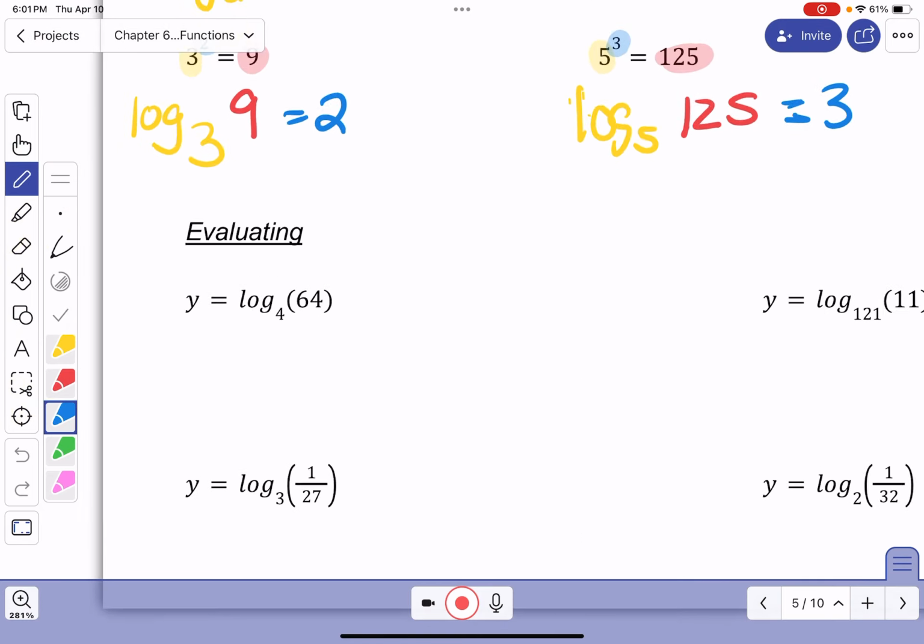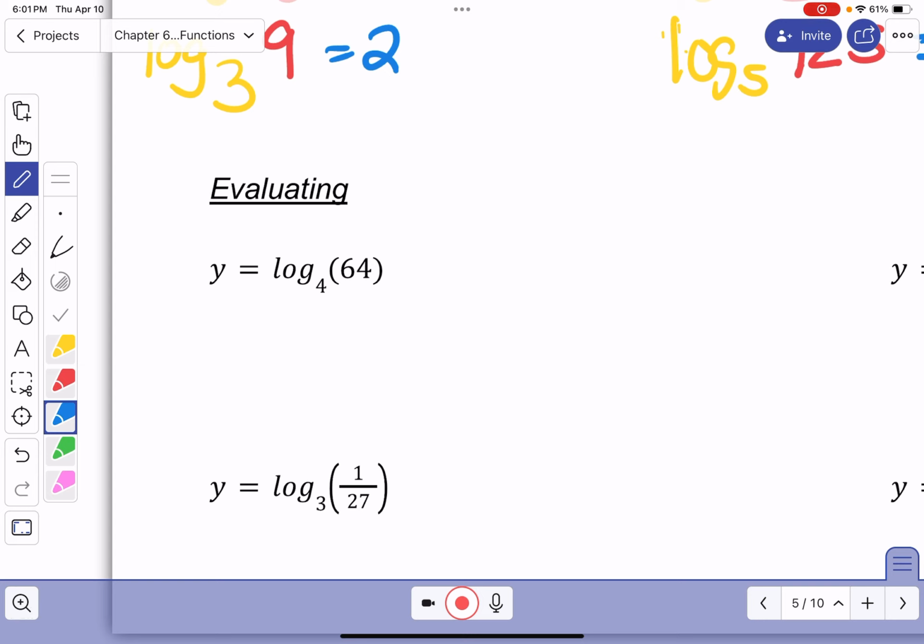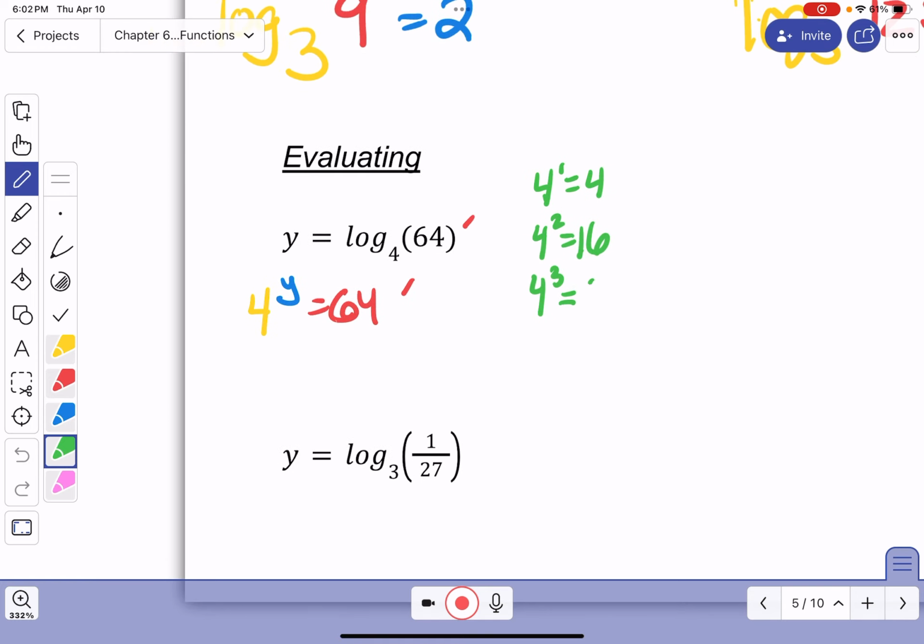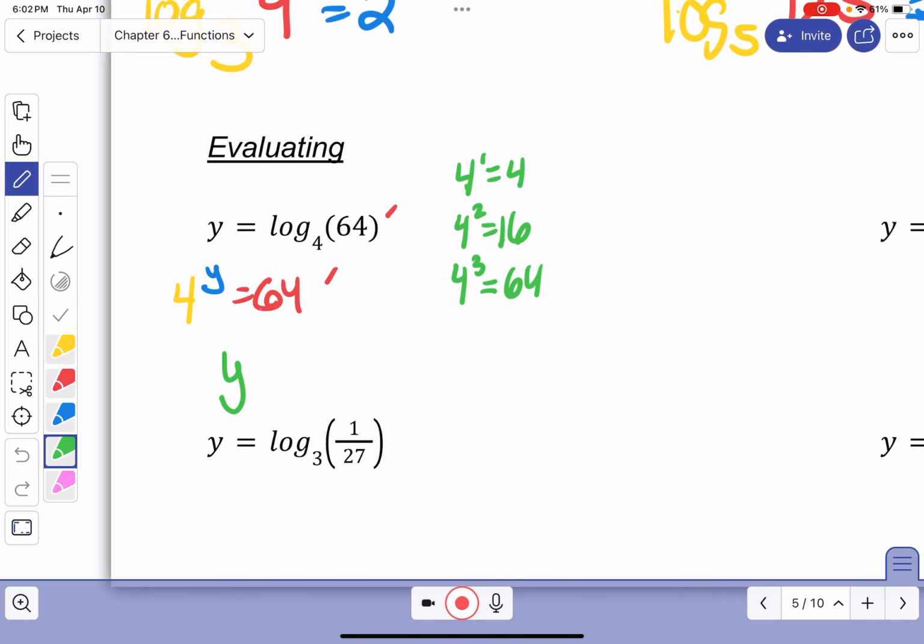All right, now let's look at solving some. So right now, all you know is that a log is a thing. You don't know what to do with it. So let's rewrite this one. 4 to the y equals 64. So this is our logarithmic form. This is our exponential form. And now we're going to try to figure out, well, 4 to what power is 64? Well, 4 to the first is 4. 4 times 4 is 16. 4 cubed is 64. So to make this true, y equals 3.